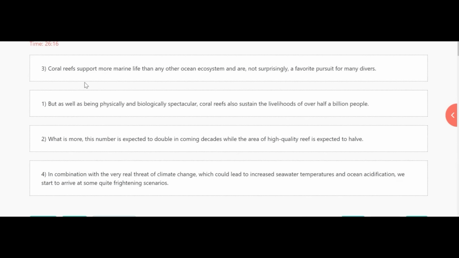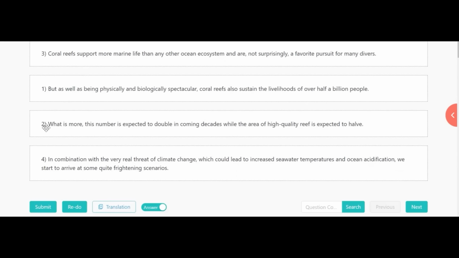Number 3 gives us a full picture of what coral reef is all about. Okay, number 1 is telling us, in addition to what coral reef is all about, as in being both physically and biologically spectacular, that it is also meant to sustain the livelihoods of over 500 million people. All right. And we know that 1 and 2 are pairs. So at the end of the day, we have 3 and 1, 1 and 2, 2 and 4 as pairs.